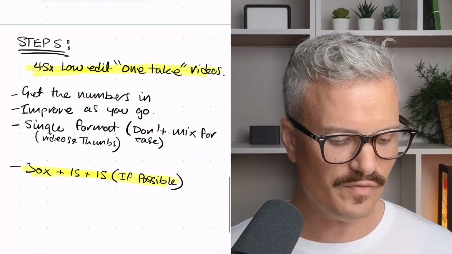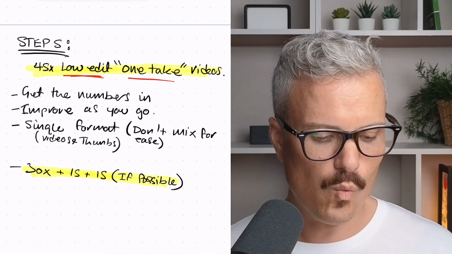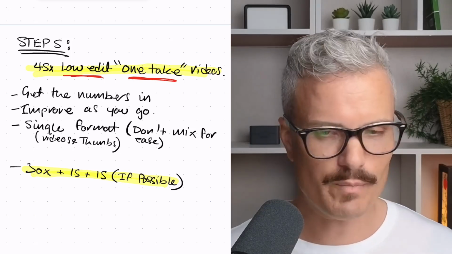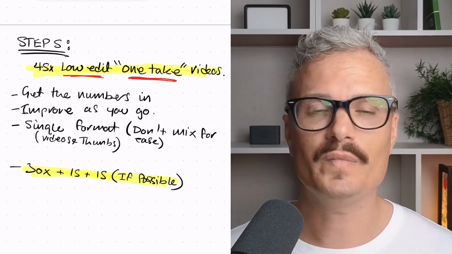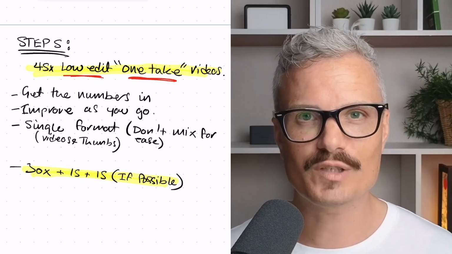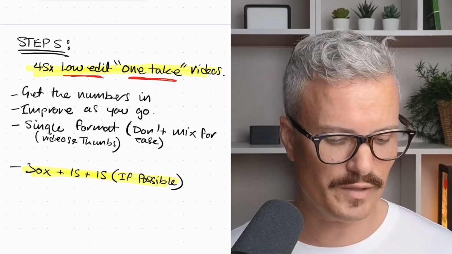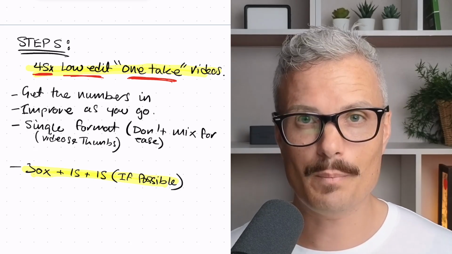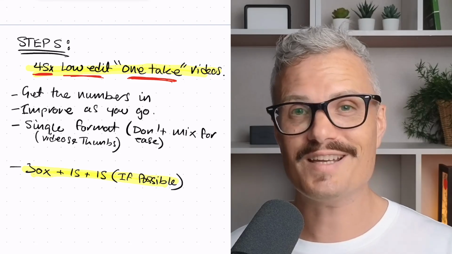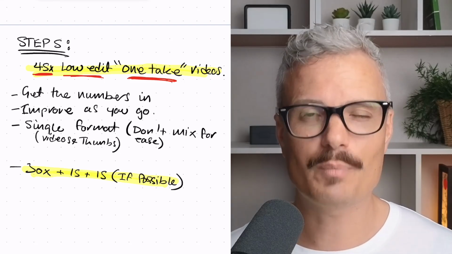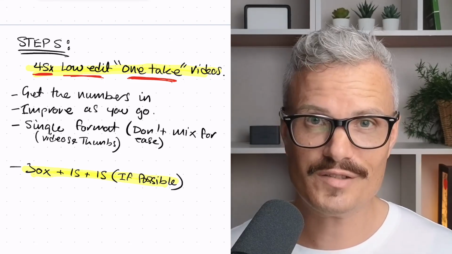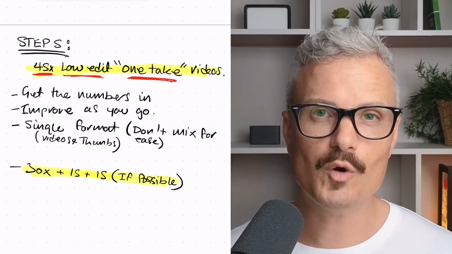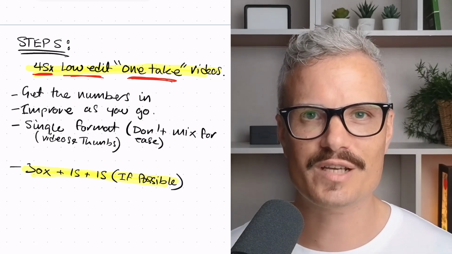And then step number 5 is you're going to do low edit, one take videos. So for example, this is a one take video. I have my bullet points, I have my notes, and then I just speak on it. If I make mistakes, I go with it. It doesn't really matter. It's like having a conversation with a friend. And we just do these one take videos, and we want to do 45 of these videos minimum across the 90 days. So that is one video every other day, approximately. So that's a lot of videos, I understand. And that's why we want to do low edit, one take videos, because it will also remove your perfectionism, which is a pain in the butt for content creation.